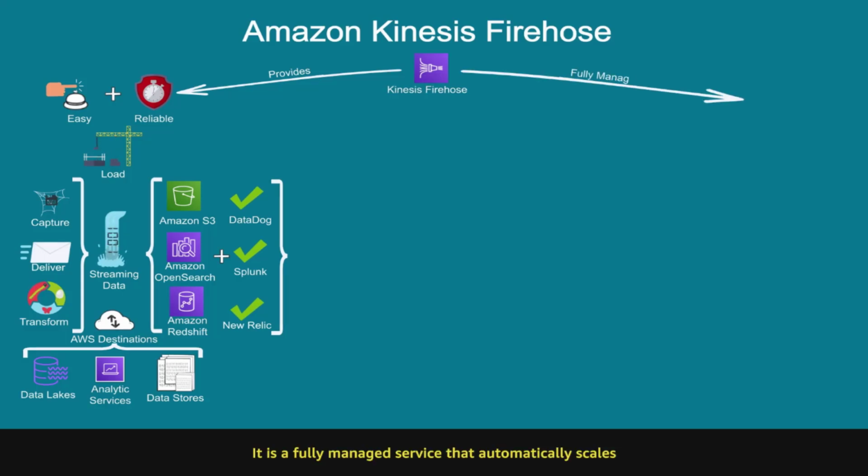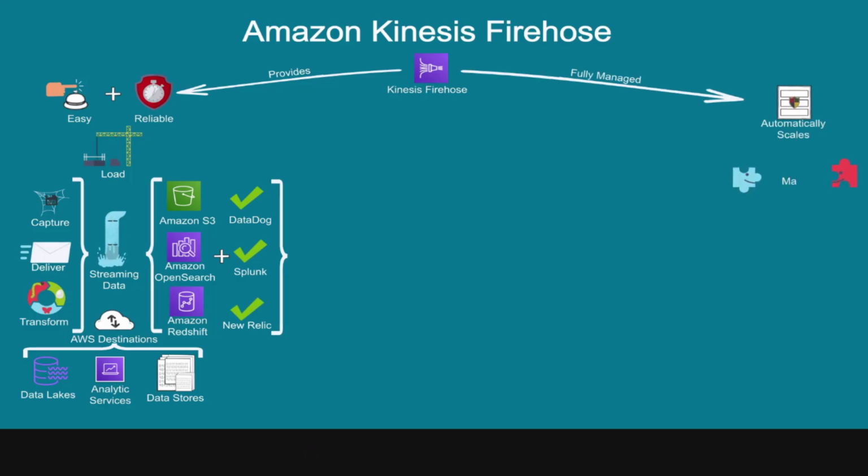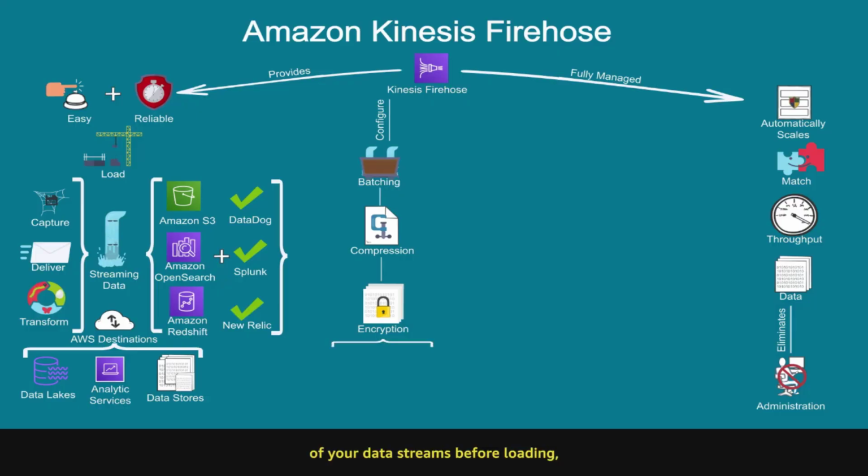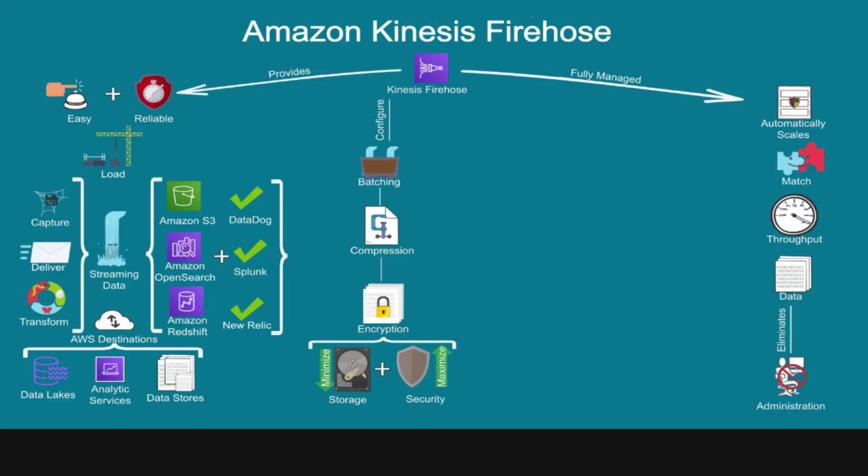It is a fully managed service that automatically scales to match the throughput of your data and eliminates the need for ongoing administration. Amazon Kinesis Firehose allows you to configure batching, compression, and encryption of your data streams before loading, minimizing the amount of storage used and maximizing security.